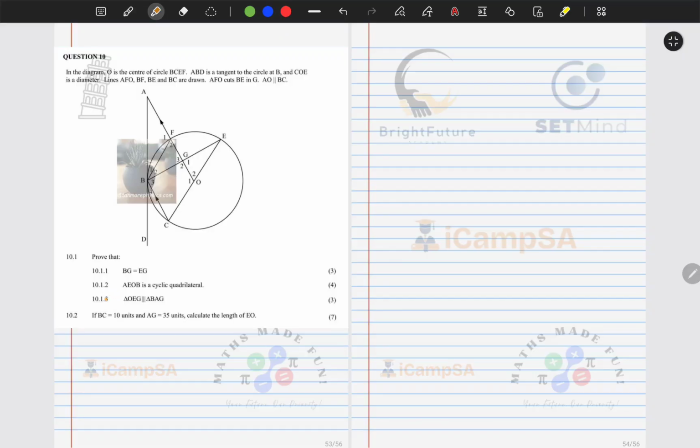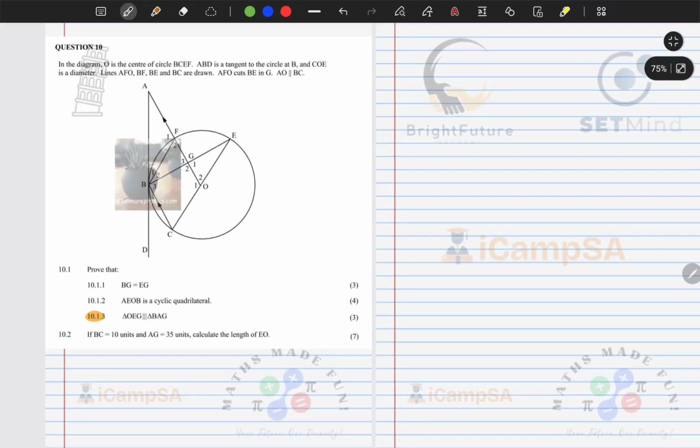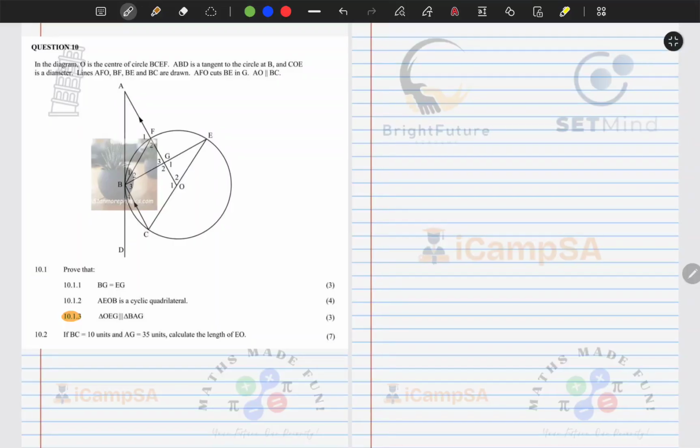Okay, so let's have a look at this one. We are required to show that the two triangles are similar. Let me see if I can highlight these triangles. We're looking at OEG, which is this one, and we are trying to show that it's similar to BAG. So we have B, and then A, and then G.